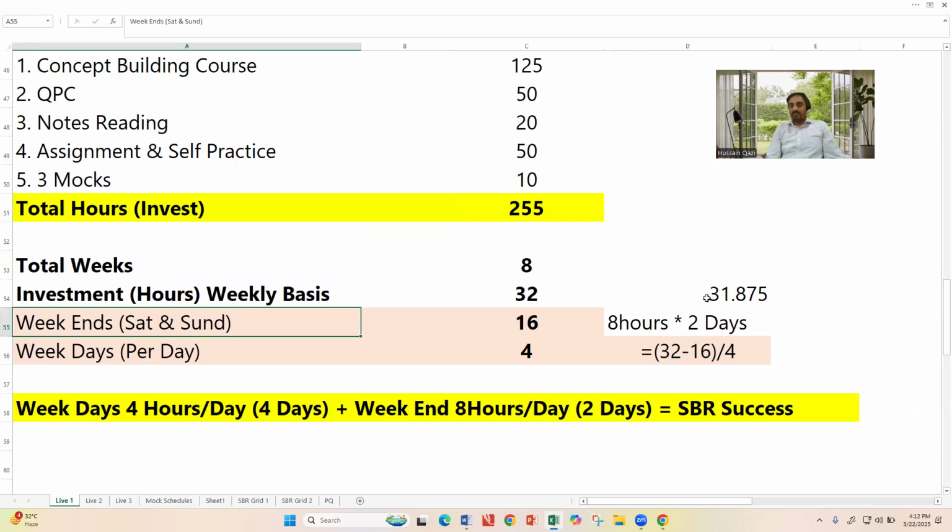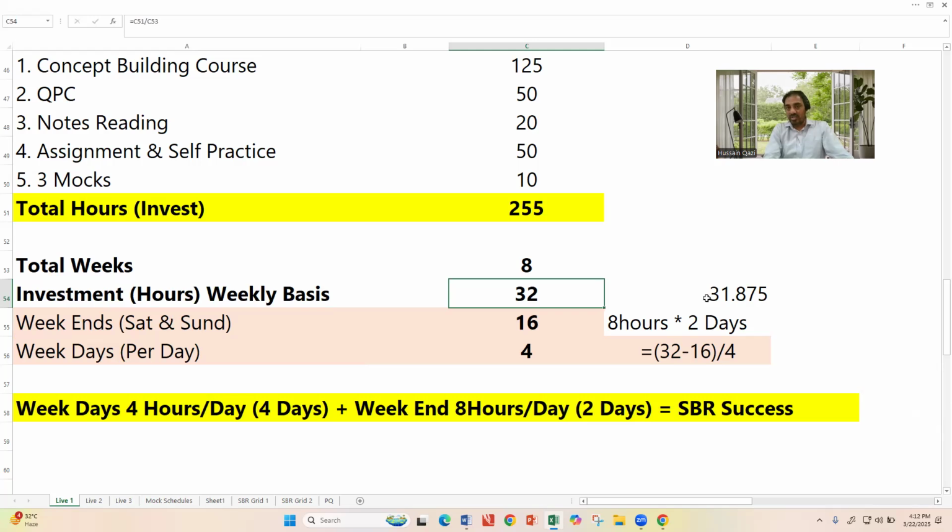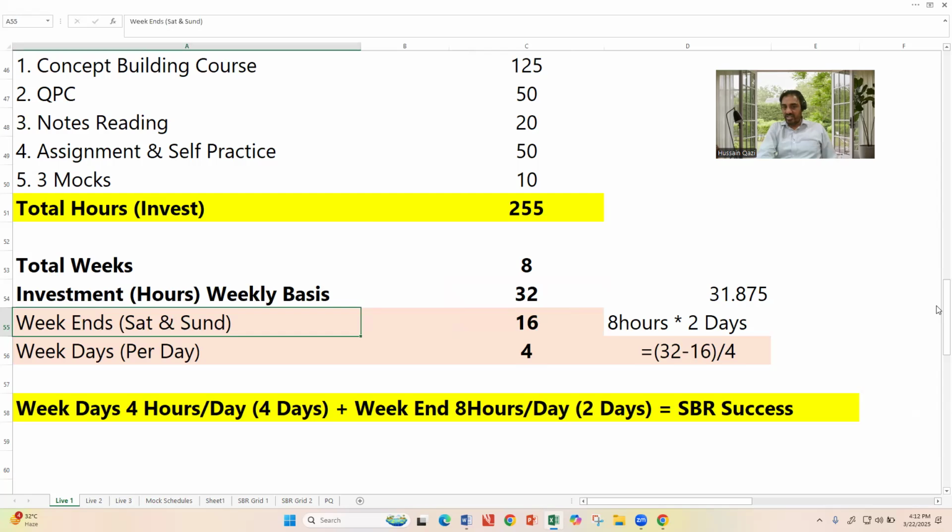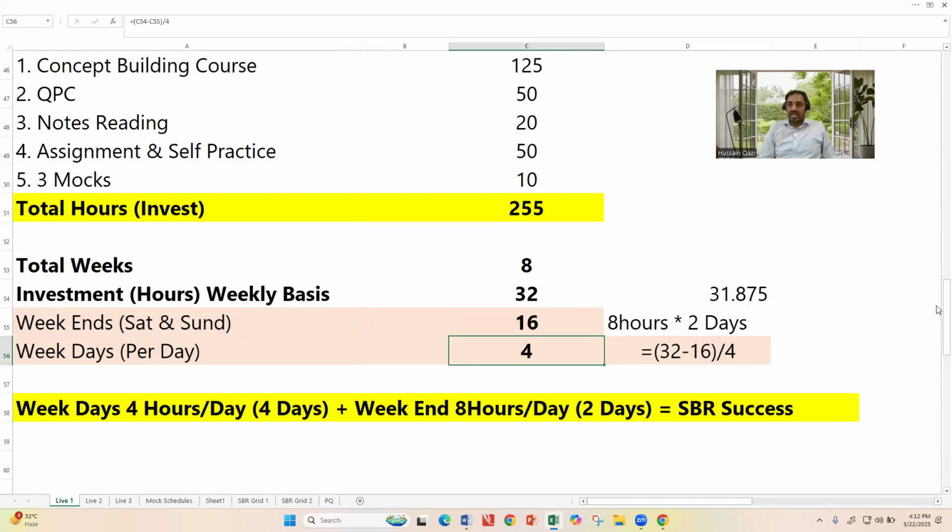If a student is also a working student, engaged with a job, and let's suppose he or she has spare time on Saturday and Sunday, how to invest these 32 hours? You can invest 8 hours on Saturday, 8 hours on Sunday. So 8 multiplied by 2 is 16 hours. Out of 32, 16 hours you can invest for weekends, and assume that out of 7 days you invest 6 days for studies, with 1 day off, 1 day holiday to refresh your mind.